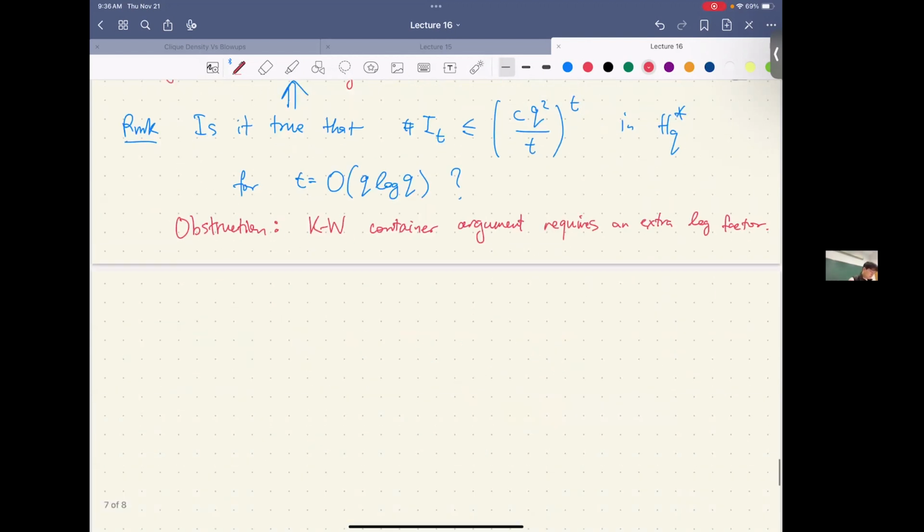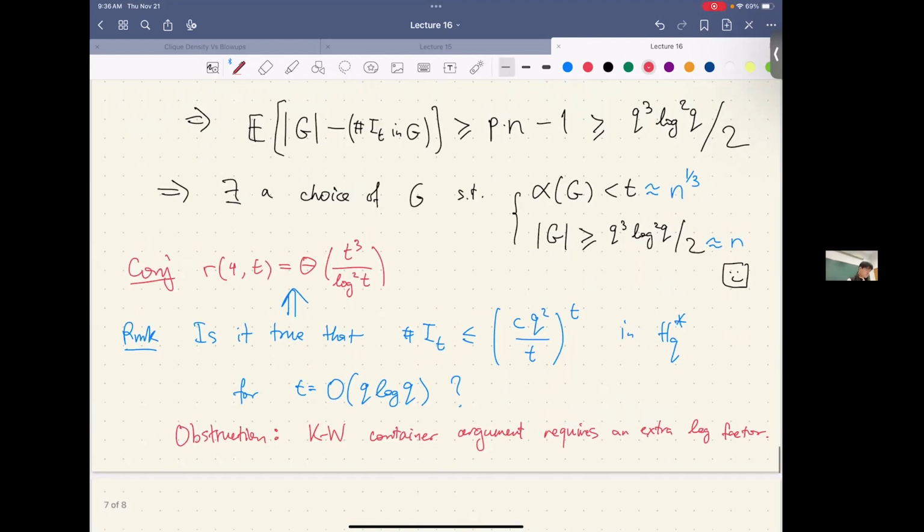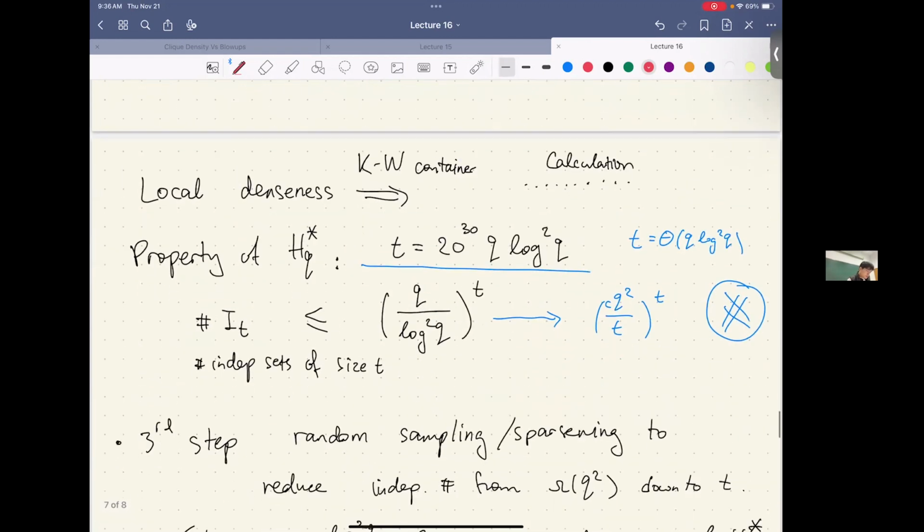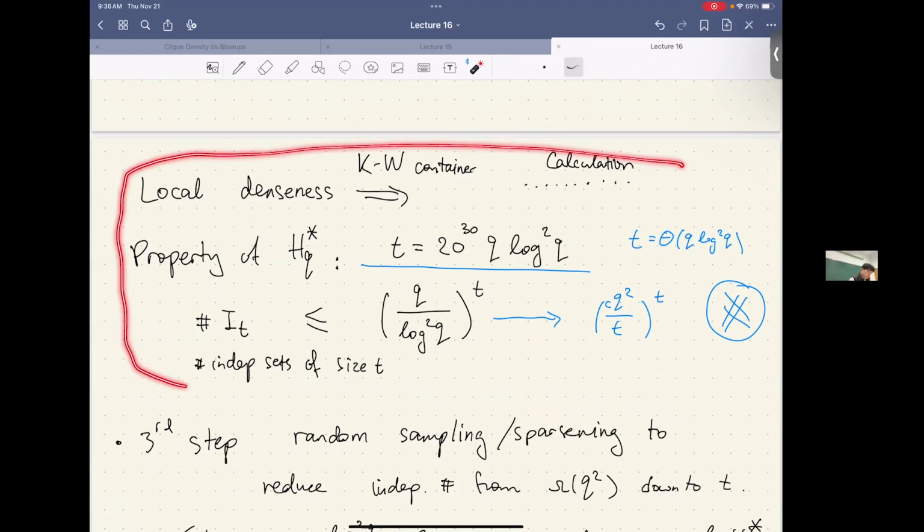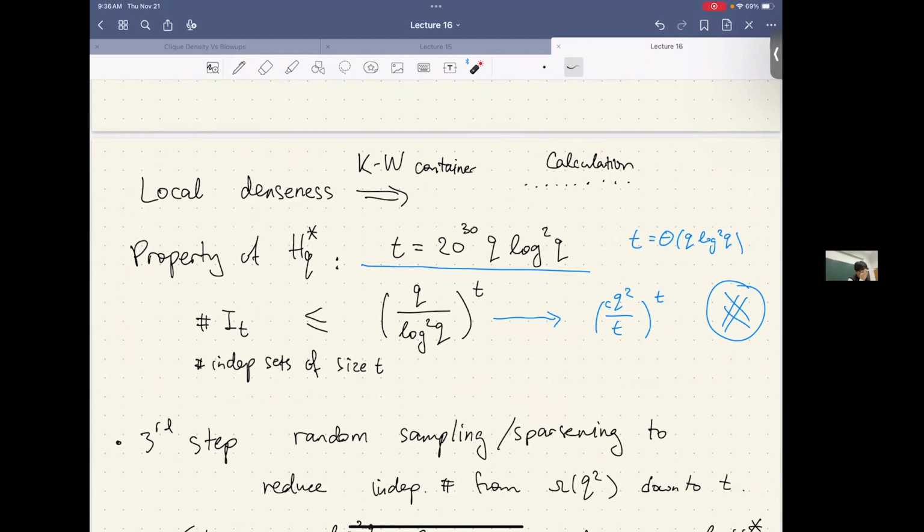Okay, that's the first remark. The second remark is about, again, this part. In this part, we use the container method to bound the number of independent sets. And that's so far sort of the only way we can bound the independent sets.